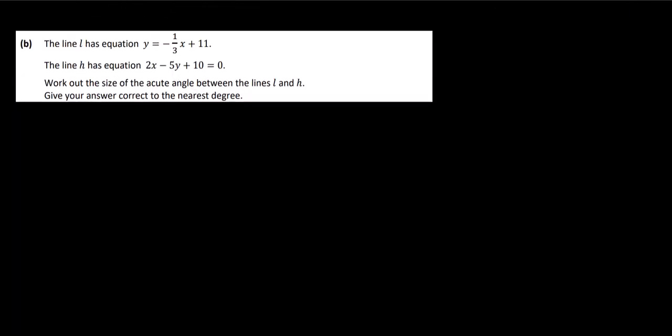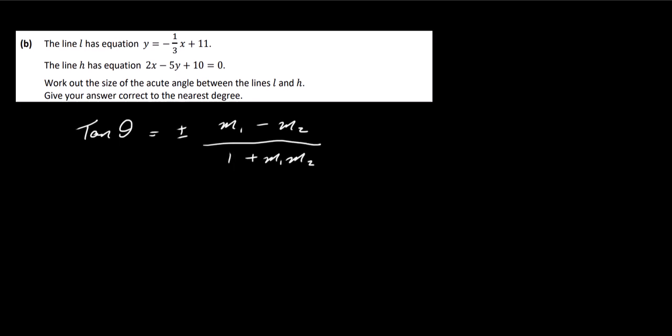Okay, part B. The line L has equation y is equal to minus a third x plus 11. The line H has 2x minus 5y plus 10 equal to 0. Work out the size of the acute angle between L and H. Give your answer correct to the nearest degree. So the formula we're going to use here is tan of theta, the angle between the two lines, is equal to plus or minus the slope of one of the lines minus the slope of the other line, divided by 1 plus the two slopes multiplied.